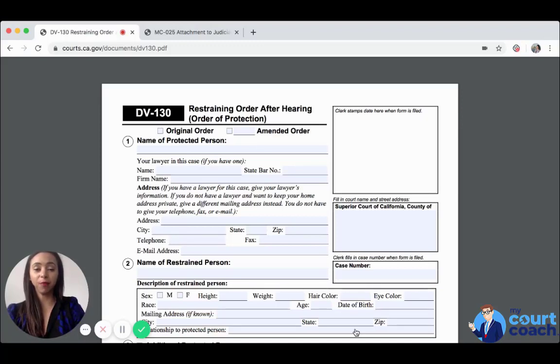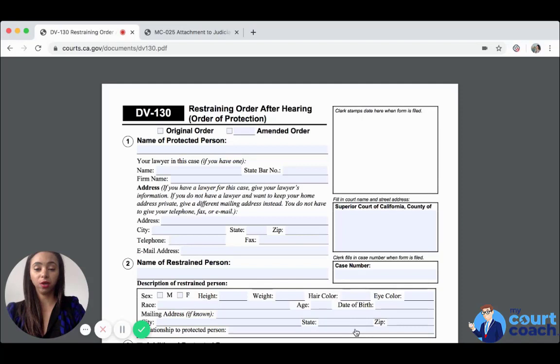I'm Jalen and I'm going to be your instructor as we talk about Form DV-130, Restraining Order After Hearing, Order of Protection. Now this form is only completed after a restraining order hearing or a modification of a restraining order.